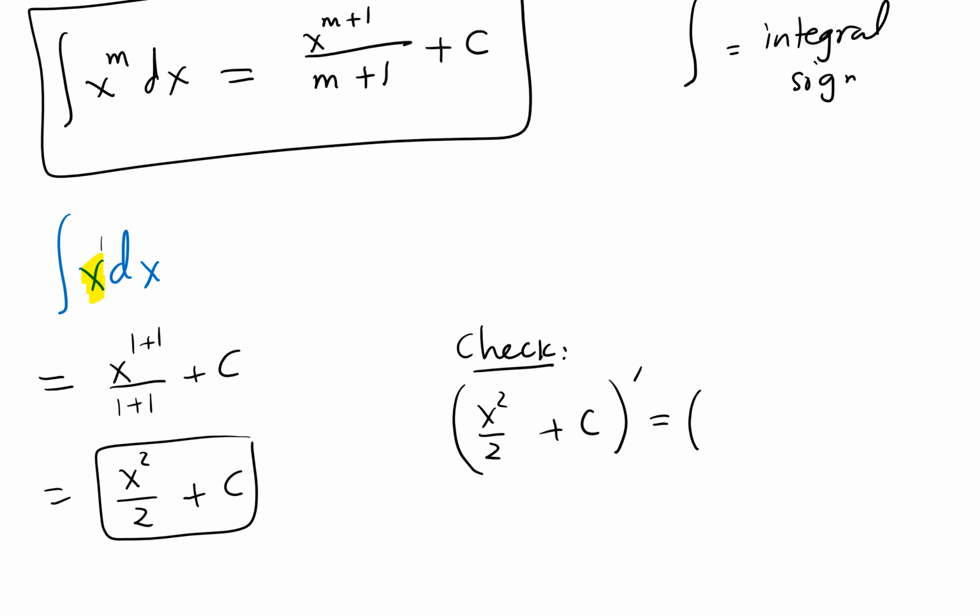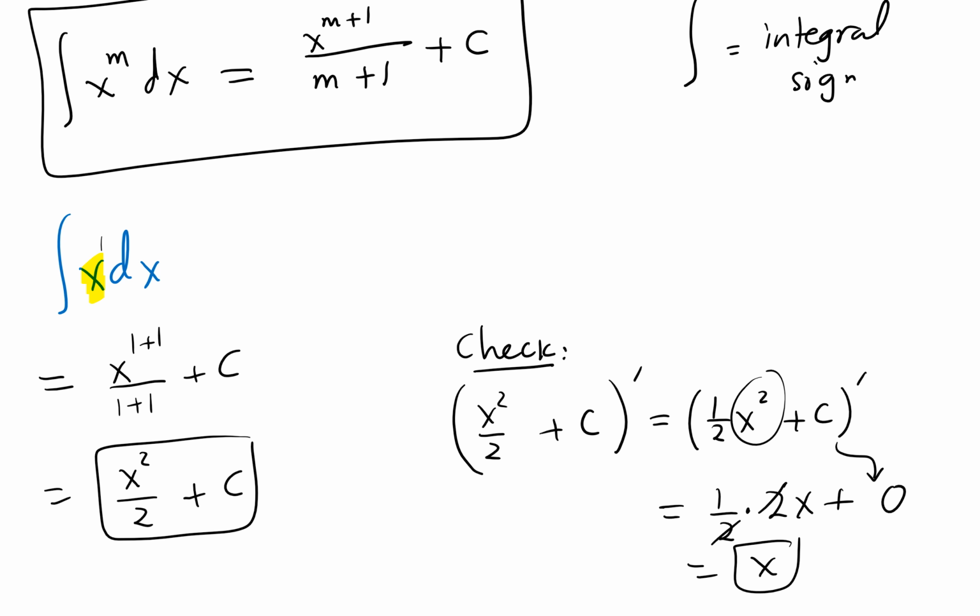So let's see, how do you differentiate this? You can rewrite this as 1/2 x squared plus c. Then the derivative of x squared is 2x. The derivative of c is always 0, it's a constant. The 2s cancel, so you get x plus 0. So this means we are on the right track.